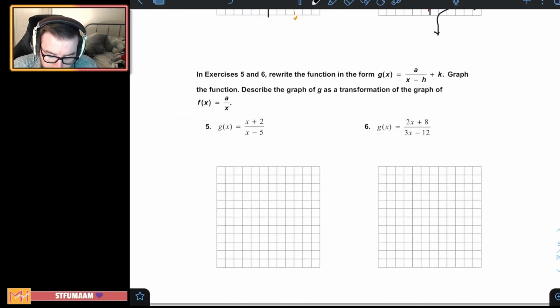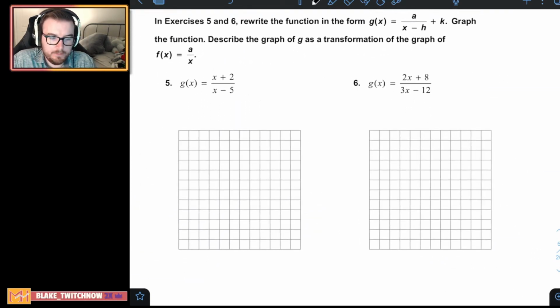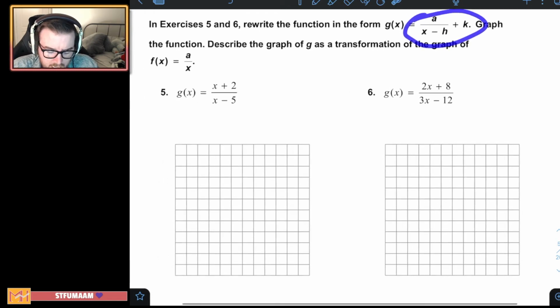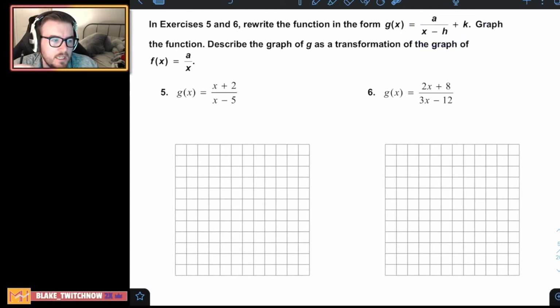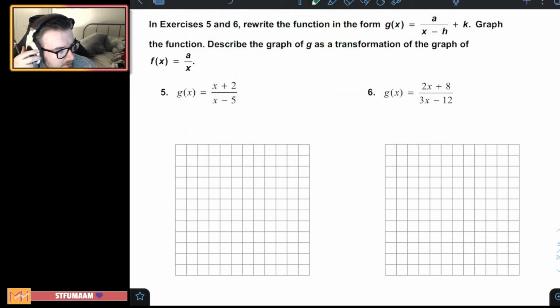Let's continue. And now we're finally hitting these last two problems where we don't exactly fit the norm of what we would expect. So the problem says to rewrite the function in this form. And we could, but I gave you that fact about the quotient of the coefficients leading to the horizontal asymptote. So I don't think rewriting is 100% necessary. So I don't think we should do that task.